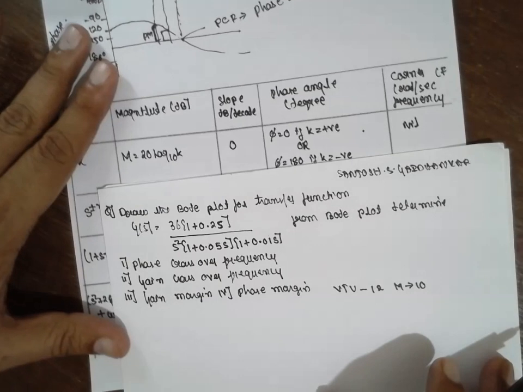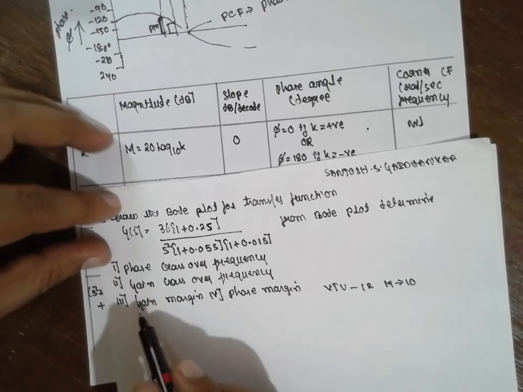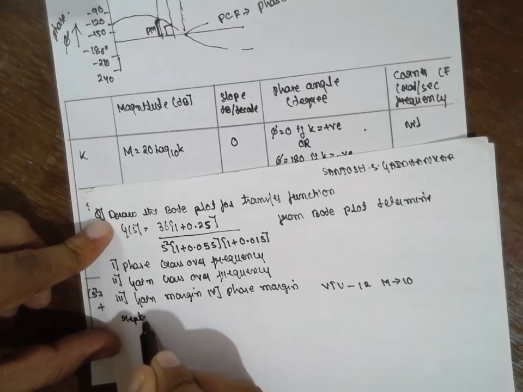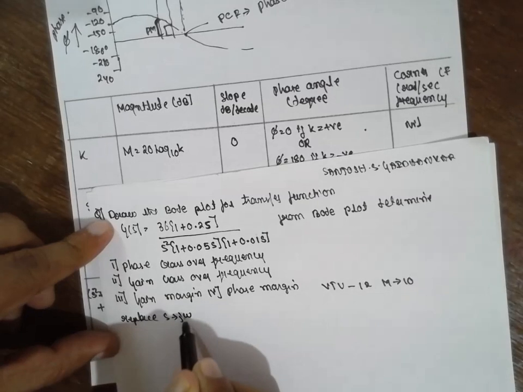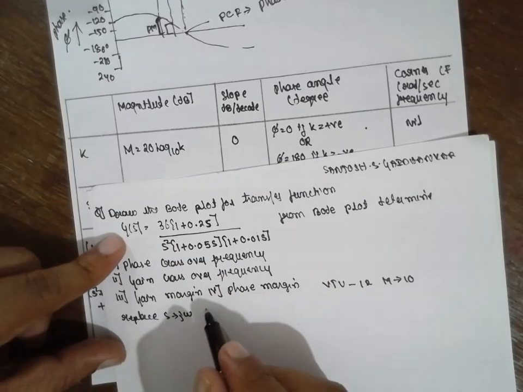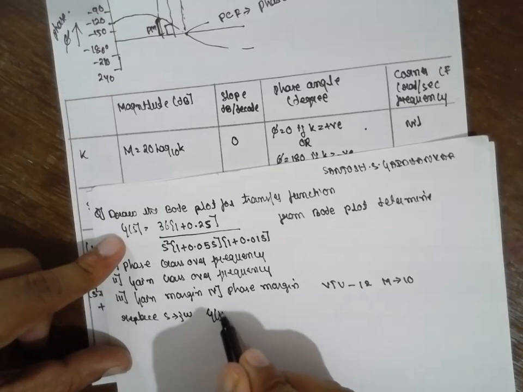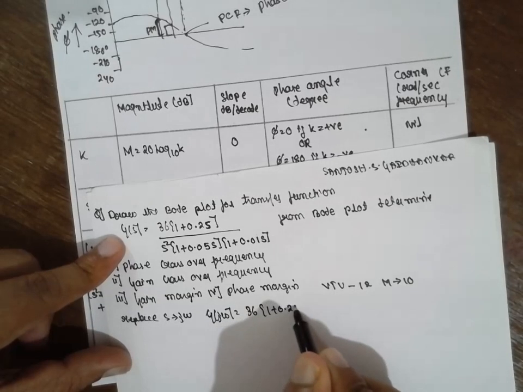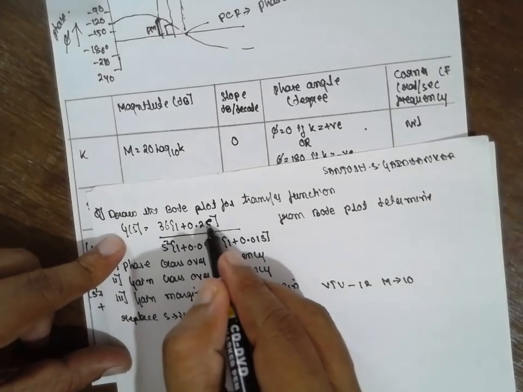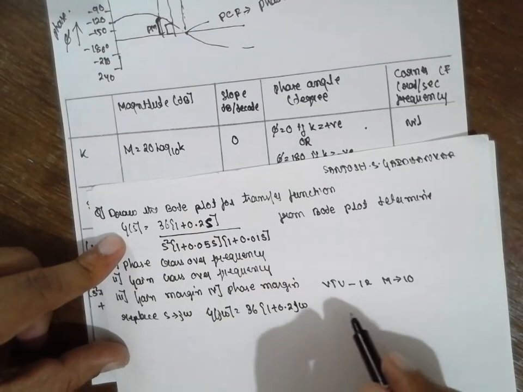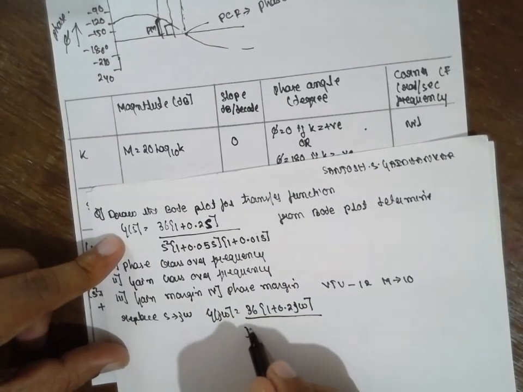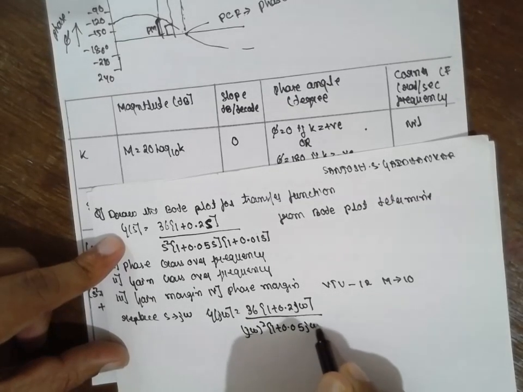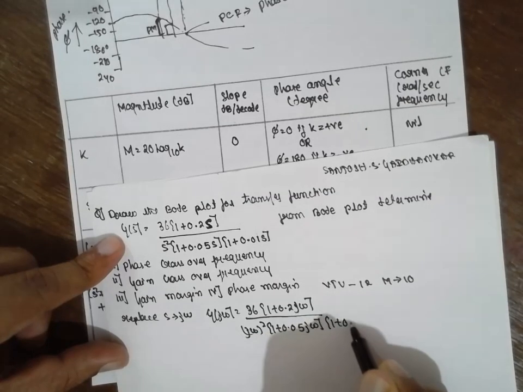This is the procedure, the same procedure I will follow here. Directly I will replace s by j omega here. G(j omega) is equal to 36 (1 plus 0.2, sorry, 0.2 j omega) divided by (j omega) squared (1 plus 0.05 j omega)(1 plus 0.01 j omega).